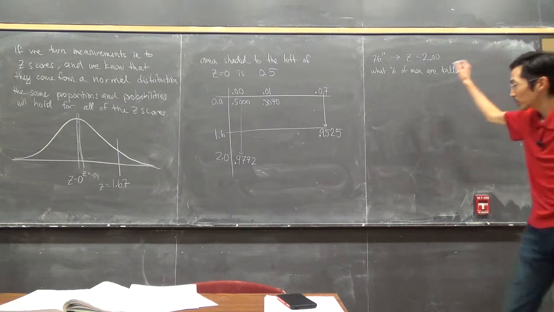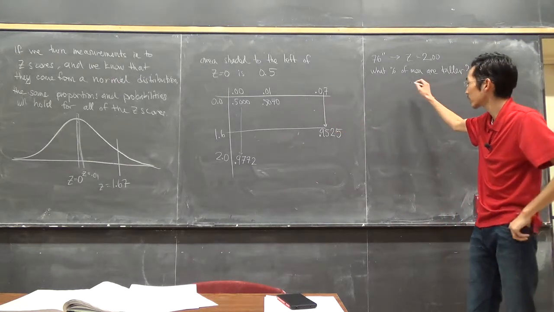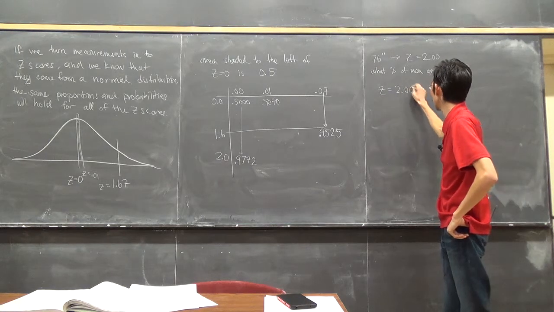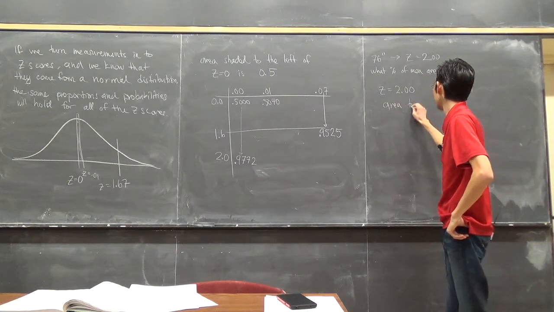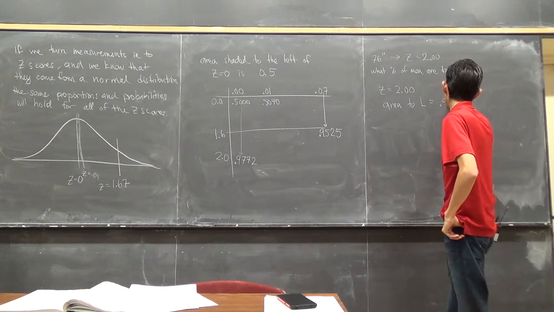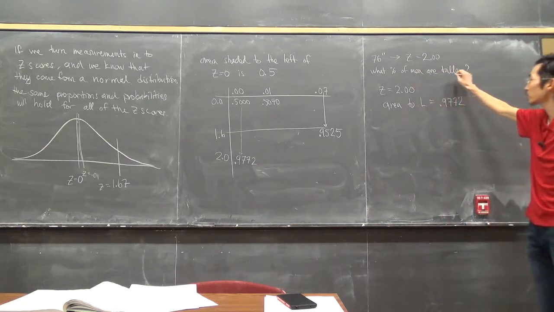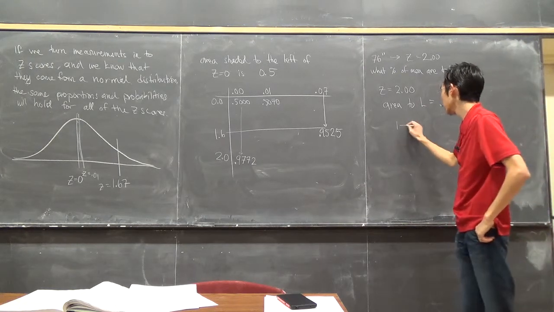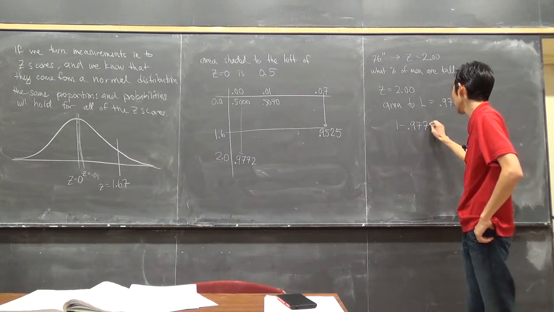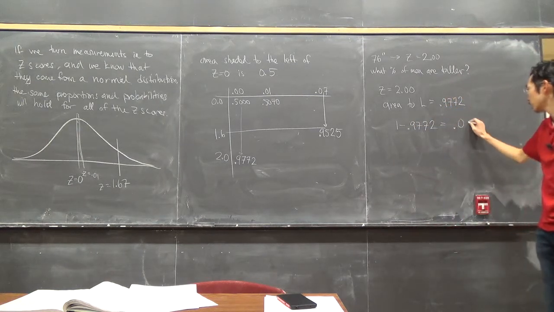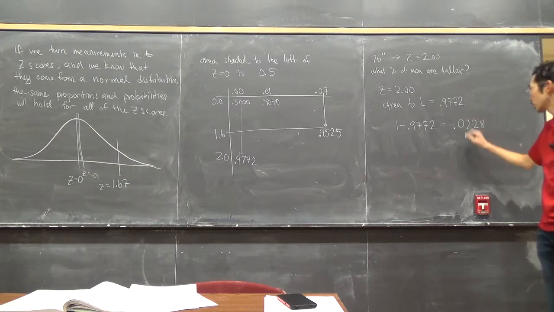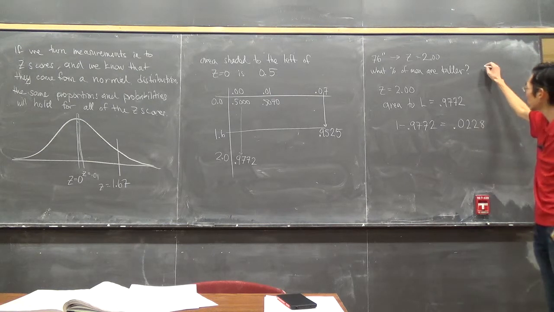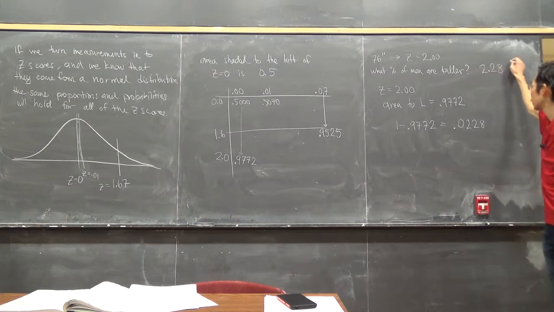Okay, so we get that the area to the left is 0.9772. So when we look up z equal to 2.00, the area to the left is 0.9772. But this question is asking what percentage of men are taller. So what do I have to do? I would subtract this number from 1. I would do 1 minus 0.9772, and we would get 0.0228. Okay? So what percentage of men are taller? Not exactly 2.5%, but 2.28%.